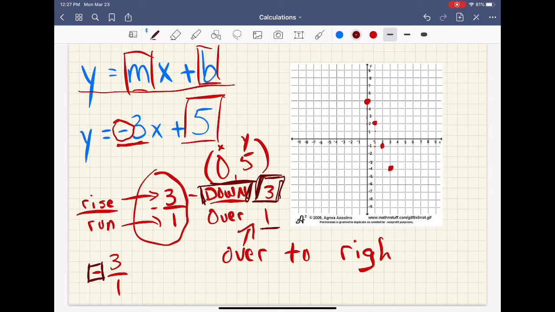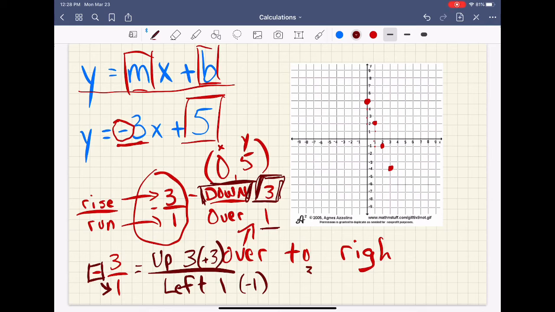So what if we applied that negative instead to the bottom number? So what if we went up 3, and that's the same thing as +3, and then we went to the left 1, which is the same thing as negative, because 1 is in the denominator, and that's the same as a negative 1. Well, then we have positive 3 over negative 1, and there's only one negative. They're not going to cancel, so your slope is still negative 3.